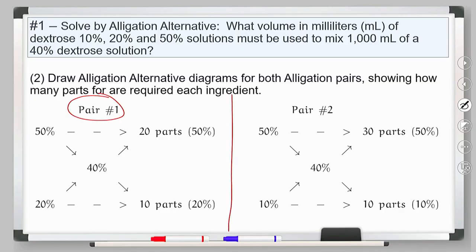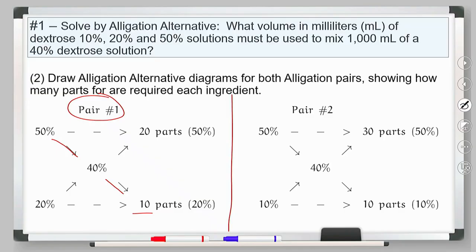Do not worry about the right-hand side. So what did we say? Put the high strength on top, so we put the 50% on the top. This pair had a 20%, so 20% on the bottom. Our target is in the middle on the right. So what do we do? We cross subtract. So going from top down, we go 50 minus 40 gives me 10, not percent. What is it? Parts, 10 parts.